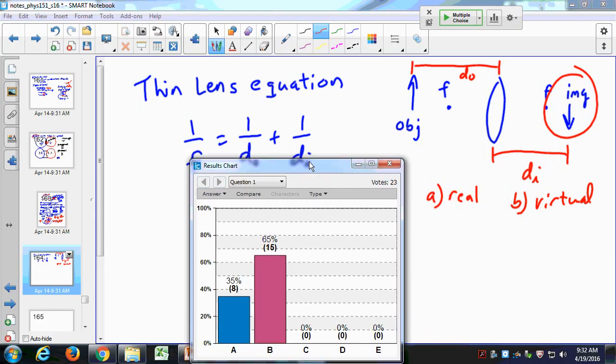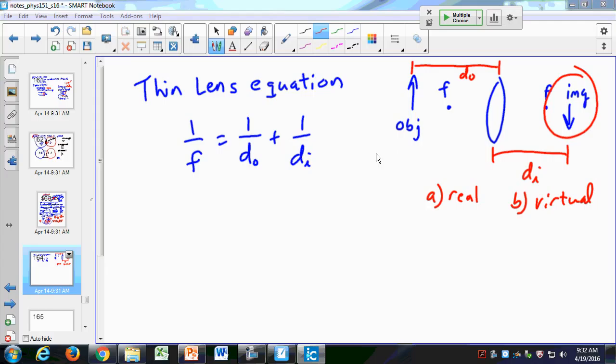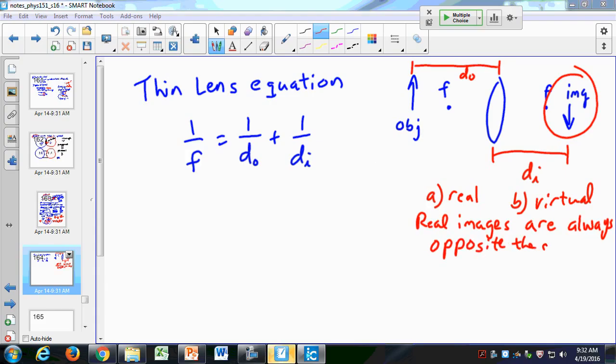So remember, real images can be projected onto a screen. For example, I like to think about the projector. The projector consists of a lens. There's a lamp behind the lens, and then you have the image over here. This is a real image. So for convex lenses, real images are always opposite the object. All right? So here, this is a real image.